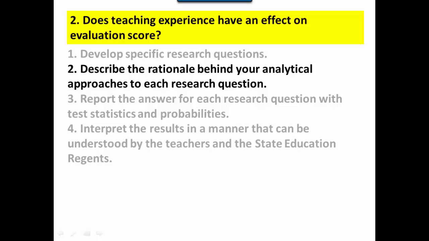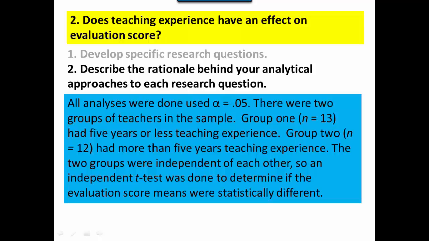Here's a possible answer. All analyses used alpha set at 0.05. There were 2 groups of teachers in the sample. Group 1, with an N equals 13, had 5 years or less teaching experience. Group 2, N equals 12, had more than 5 years teaching experience. The 2 groups were independent of each other, so an independent t-test was done to determine if the evaluation score means were statistically different.